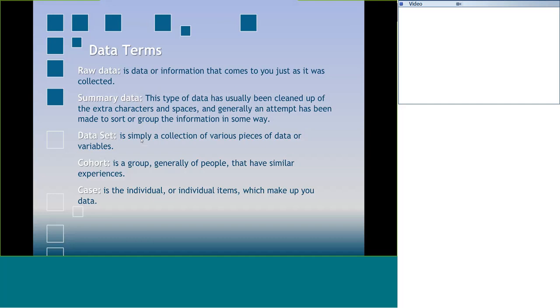Another example of a cohort would be all people who are part of a clinical trial for a new pharmacological therapy. A case is the individual or individual items which make up your data. A case will have several variables describing it. For instance, the case of a patient will have variables describing their weight, height, and gender. A data set is usually made up of several cases.